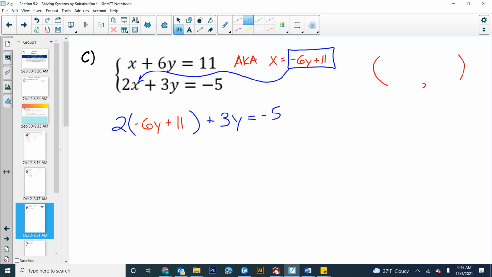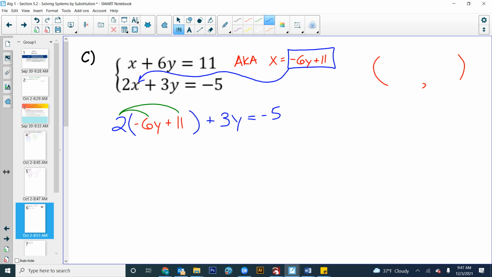Are you with me? Now, what variable are we solving for in the second equation? There's only a y. So what do we have to do with the 2? Distribute.